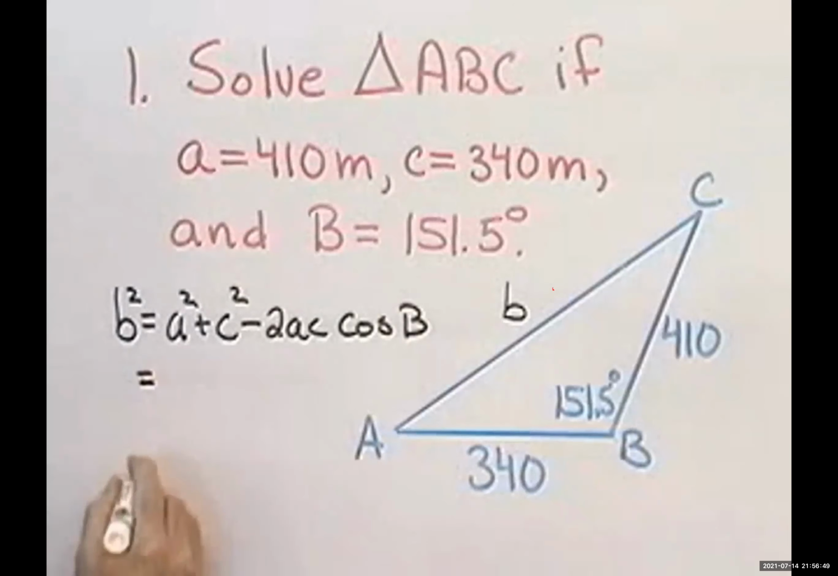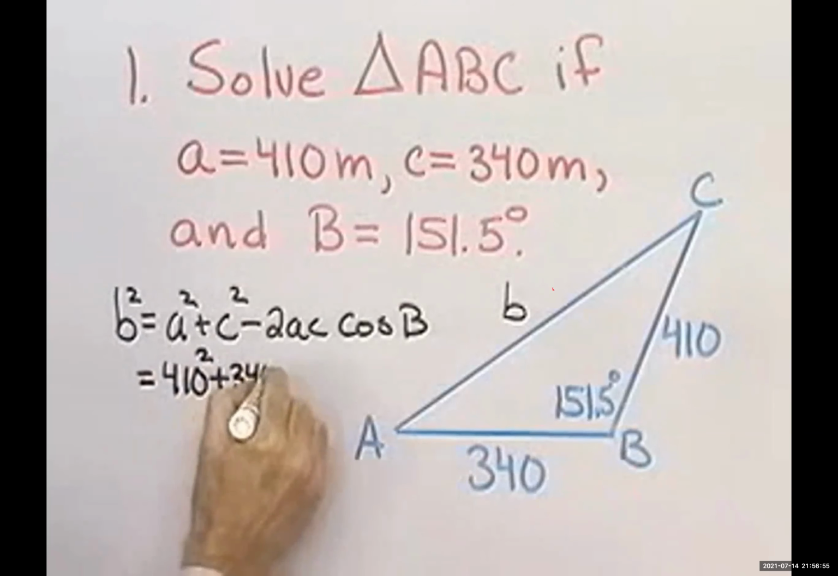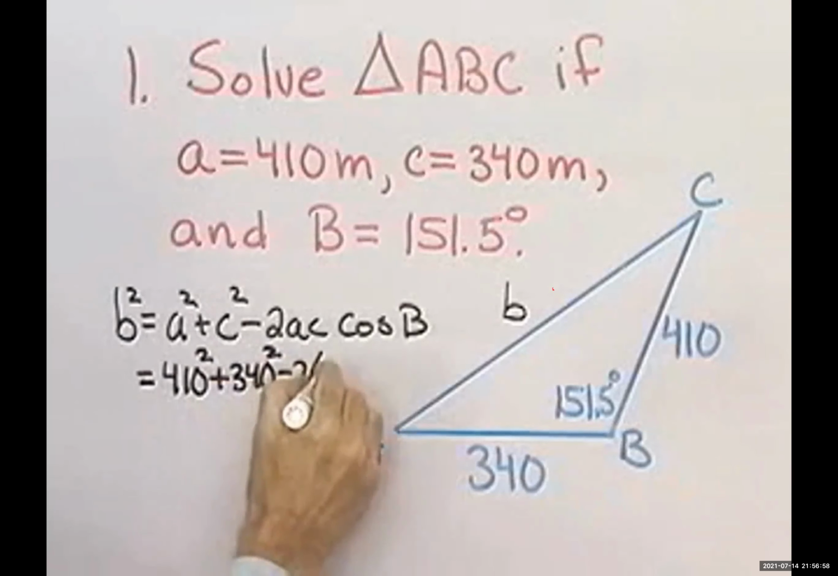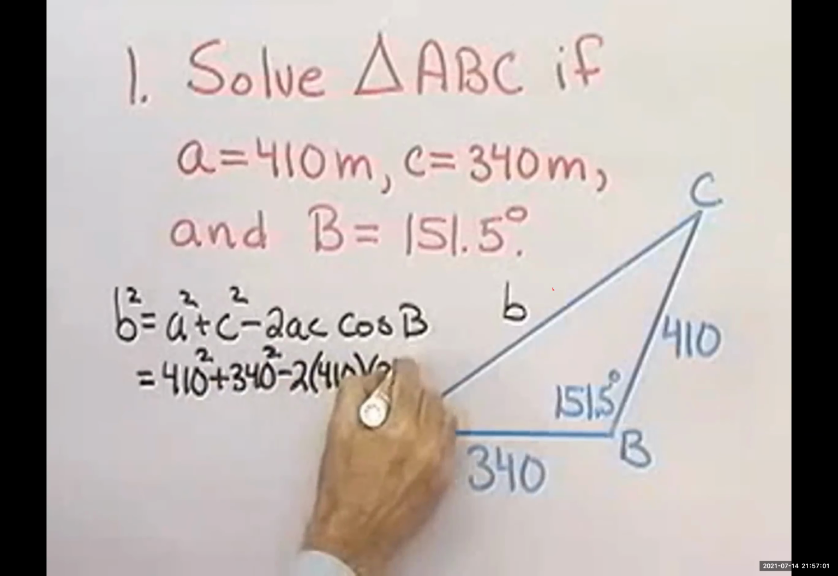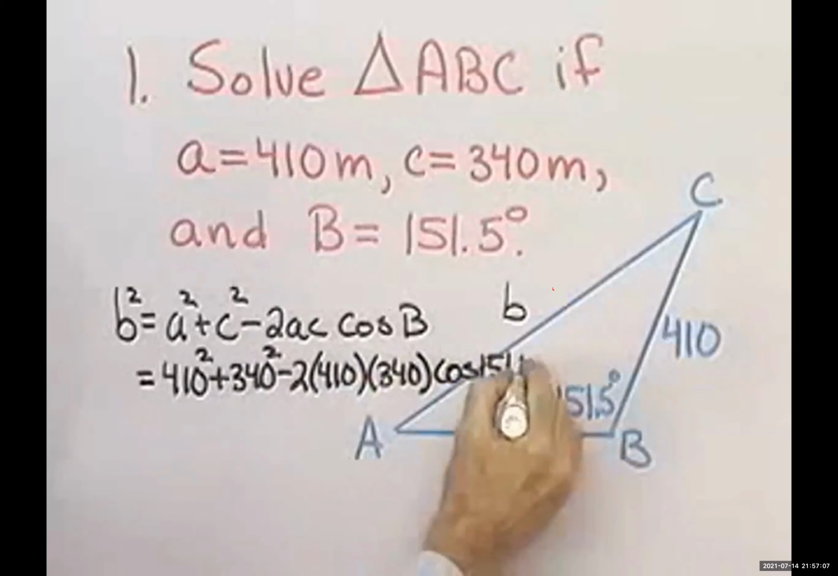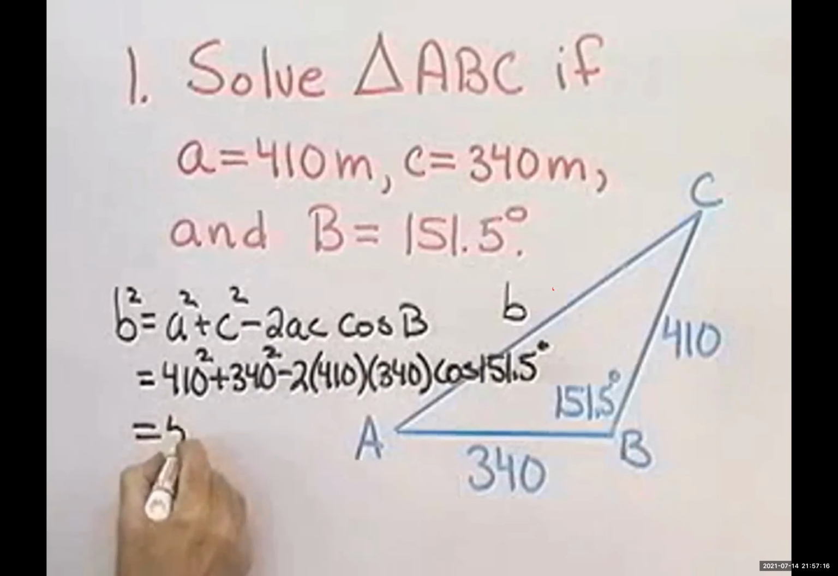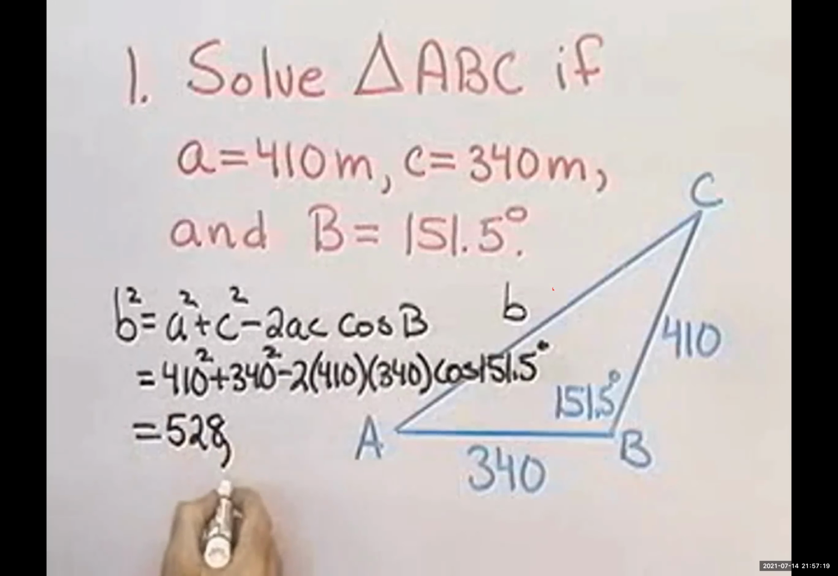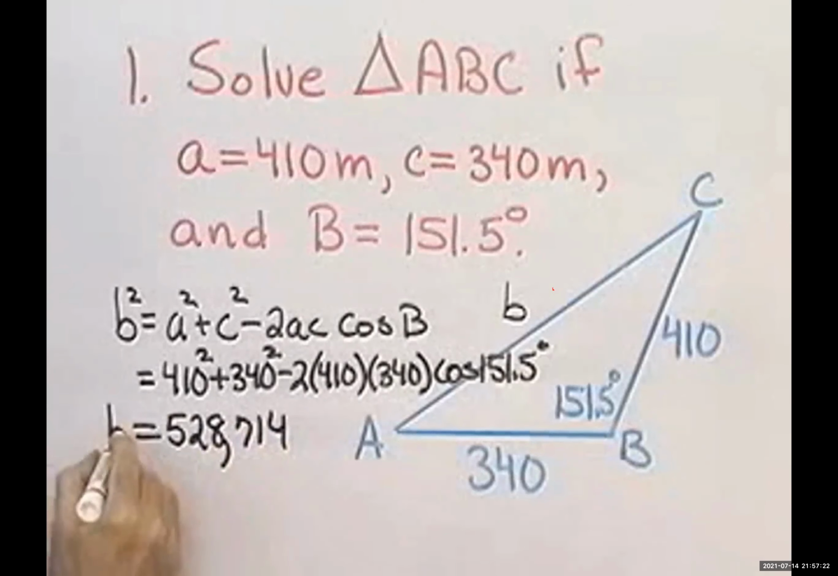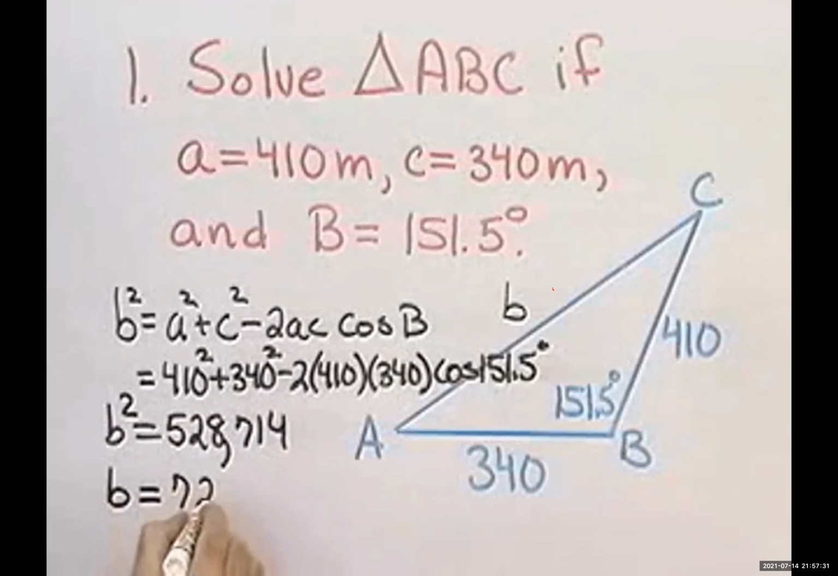So I have b squared, which is going to be 410 squared plus 340 squared minus 2 times 410 times 340 times cosine of 151.5 degrees. Now I've worked that out on the calculator. On the calculator, that comes out to be b squared equals 528,714. That's b squared. Now I take the square root of that to get b, and rounding to 3 significant digits, I get 727 meters.